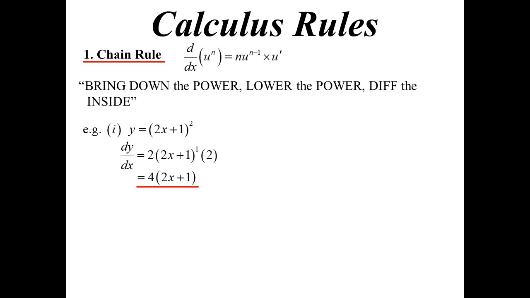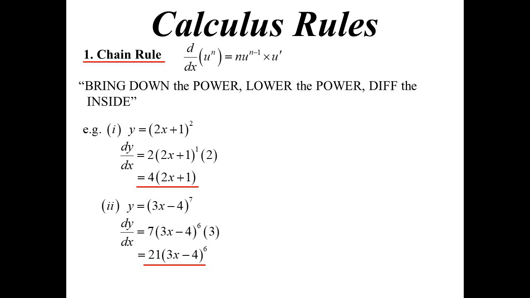Now, the advantage of something like that is I can now have much higher powers. Because to expand out 3x minus 4 to the power of 7 is going to take us a bit of time. There's going to be several terms. But now all I've got to do is bring down the power, 7, lower the power, 6, diff the inside, and that's 3. And then I can tidy this one up. 7 3s obviously are 21. And we get a nice, neat answer. Once we look at how to differentiate more functions, that's when it's going to start becoming really useful. So trig functions and log functions and things like that.